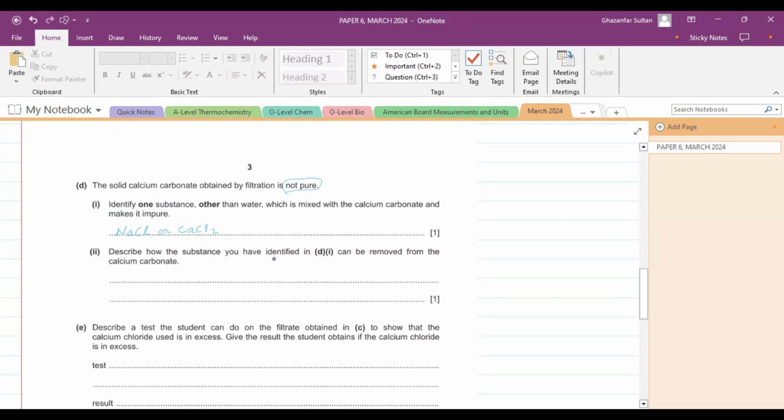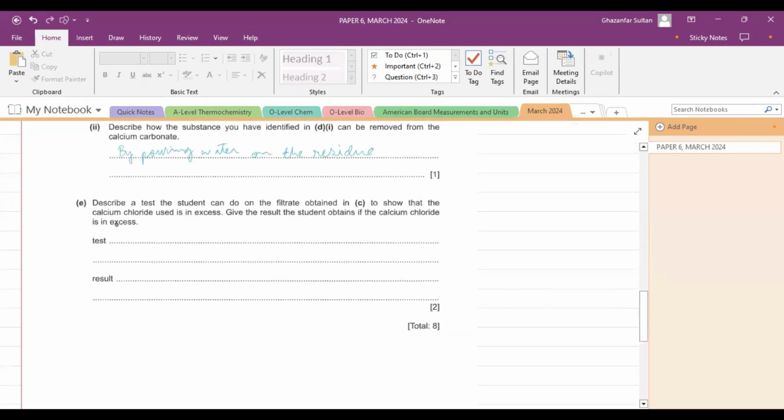Describe how the substance you have identified can be removed from the calcium carbonate, by pouring water on the residue.